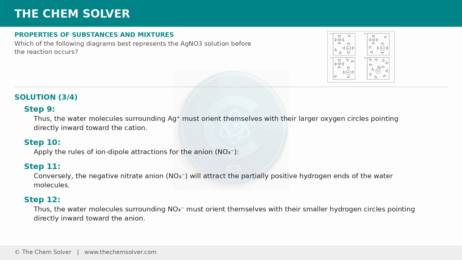Apply the rules of ion dipole attractions for the anion, NO3⁻. Conversely, the negative nitrate anion, NO3⁻, will attract the partially positive hydrogen ends of the water molecules. Thus, the water molecules surrounding NO3⁻ must orient themselves with their smaller hydrogen circles pointing directly inward toward the anion.